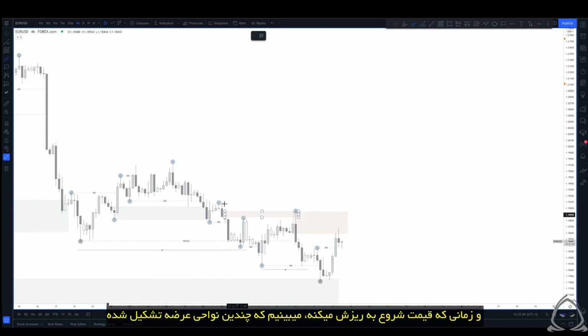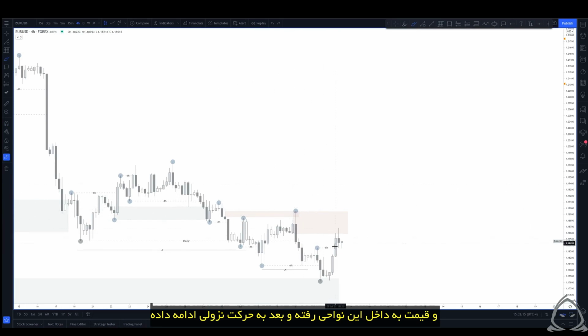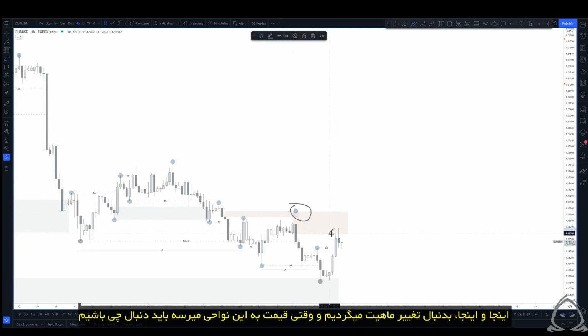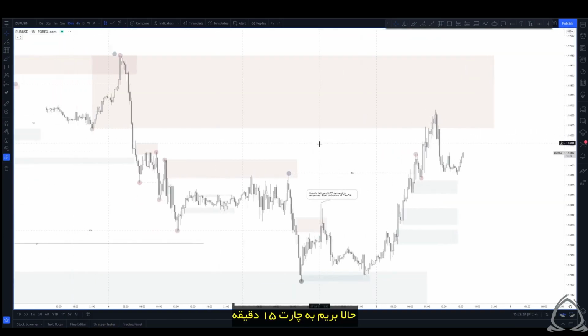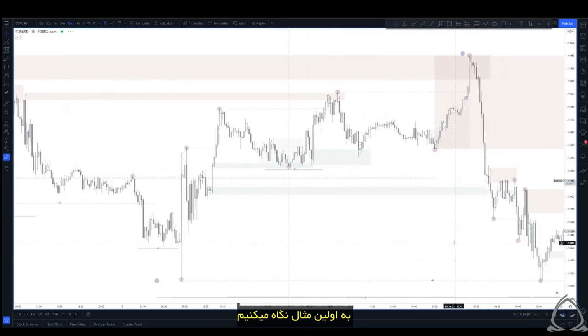And as price begins to push down, we can see that there are a series of supply zones that have been created, and price has tested into them and continued moving to the downside. So what we're going to do is dig into two examples here and here of changes of character and what we'd be looking for as price taps into those zones. So let's go to the 15-minute chart. We'll look at the first example.